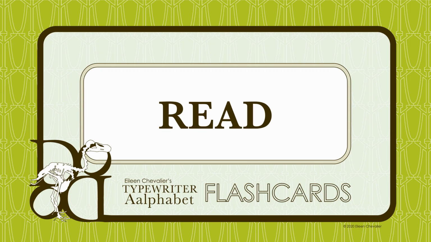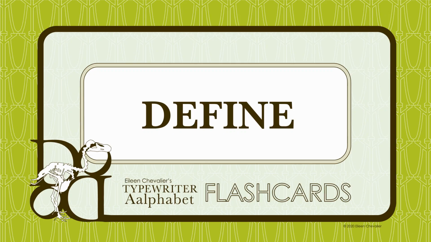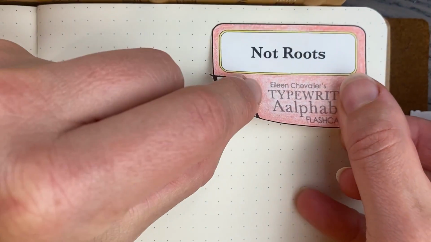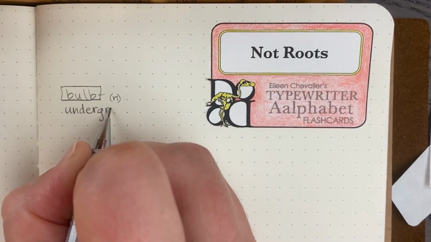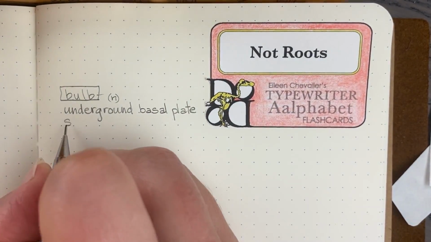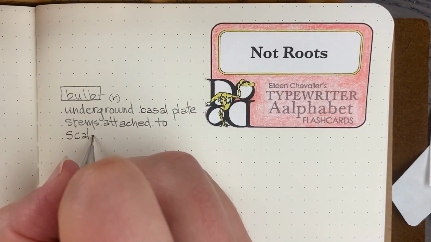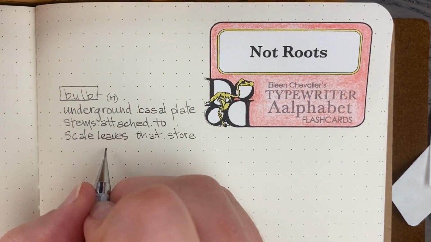So for today's lesson, we are going to use the flashcards as well as the DK Ultimate Visual Dictionary and the Smithsonian Flora book. So go ahead and get those and definitely get your journal, because the first thing we're going to do is some definitions. So I will read to you and you can write it down, okay? Bulb. Underground basal plate stem attached to the scale leaves that store food for the plant.